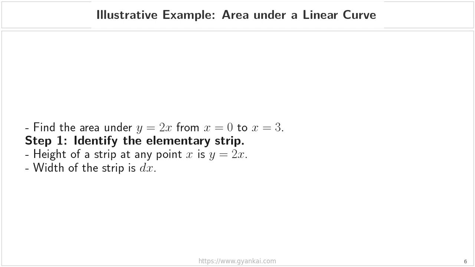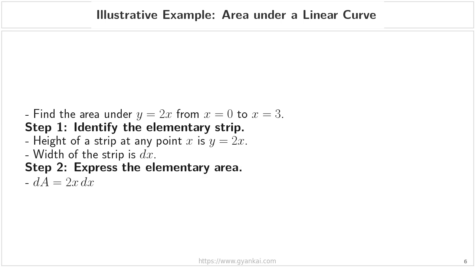First, step 1, identify the elementary strip. Remember what we discussed in the previous slides? We need to define the dimensions of one single, tiny rectangle. At any arbitrary point x, the height of our strip is determined by the function itself, so the height is y, which equals 2x. The width of this strip is that incredibly thin, infinitesimal change we've been calling dx.